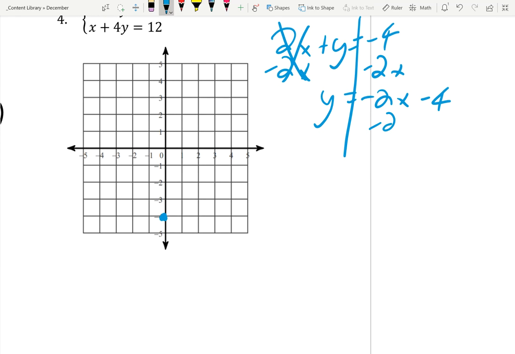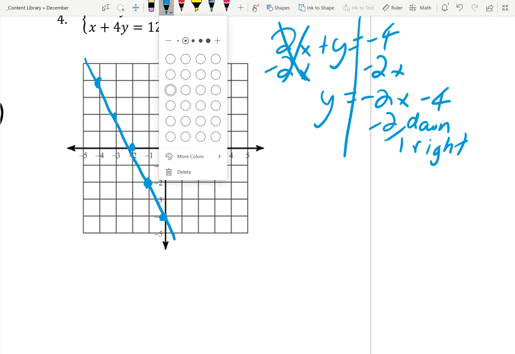And our slope is -2 over 1, which means going down 2 and right 1. Again, I can't fit down 2, right 1 here, so I'll go backwards. I'll go up 2 and then left 1. Do the opposite. Up 2, left 1, up 2, left 1, up 2, left 1, up 2, left 1. There we go. There's my line.